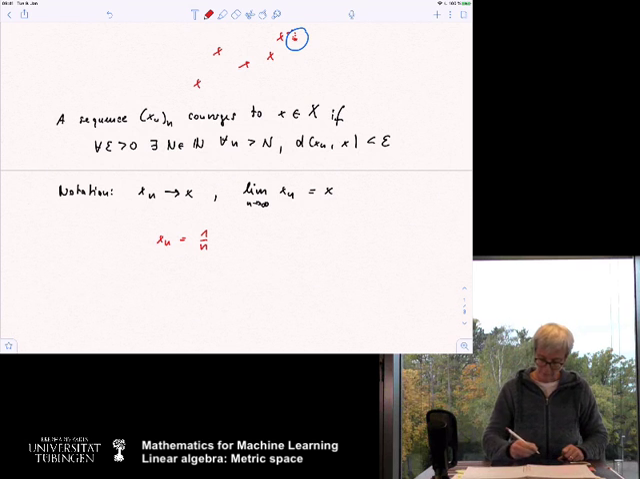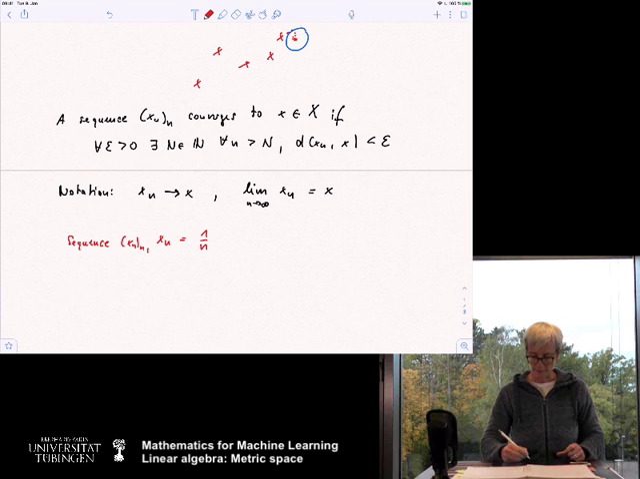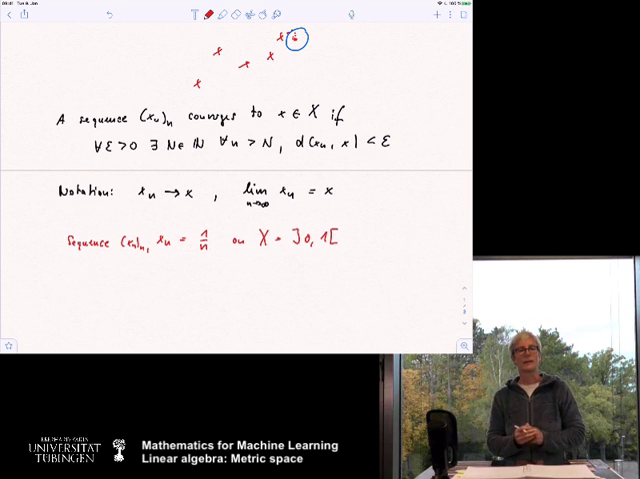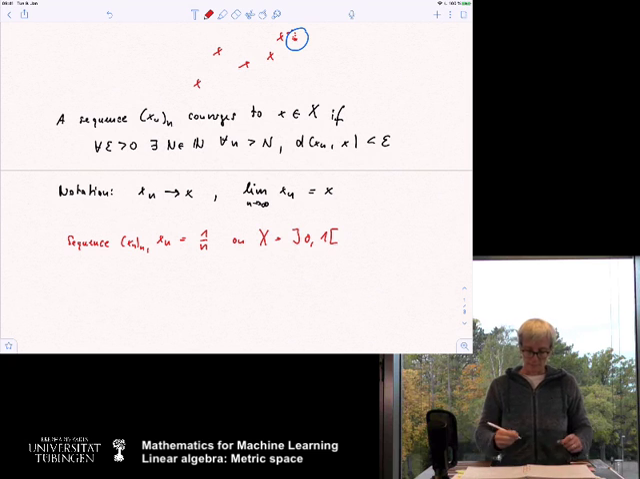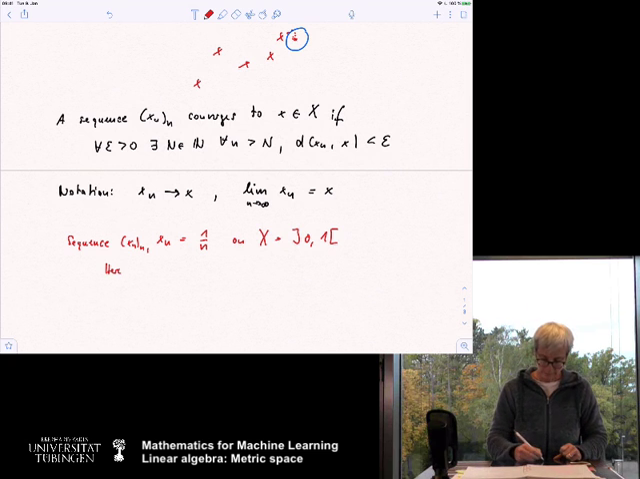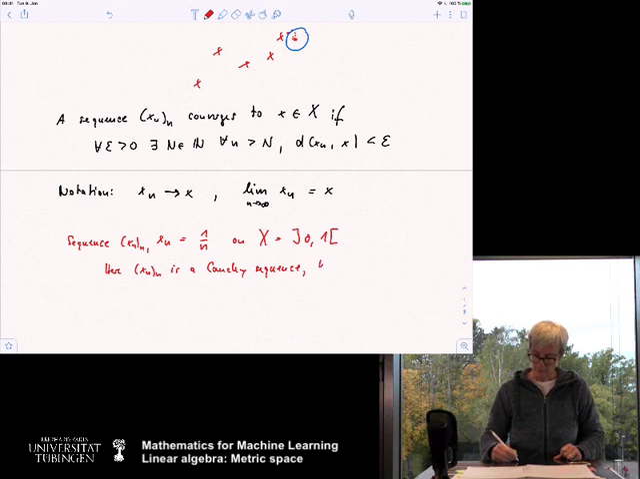So if I consider the sequence xn such that xn is 1 over n on the space X, which is, say, the open interval (0, 1), then xn is a Cauchy sequence, but it does not converge because the limit point 0 is not part of our space. And so here xn is a Cauchy sequence, but it does not converge.